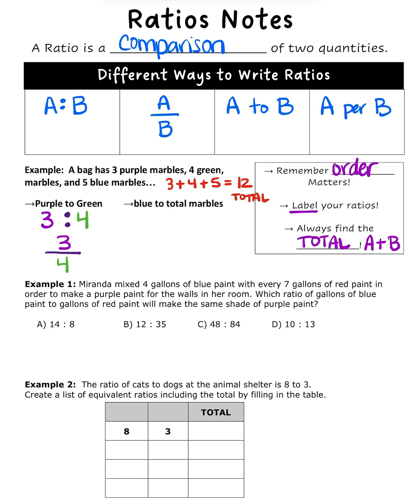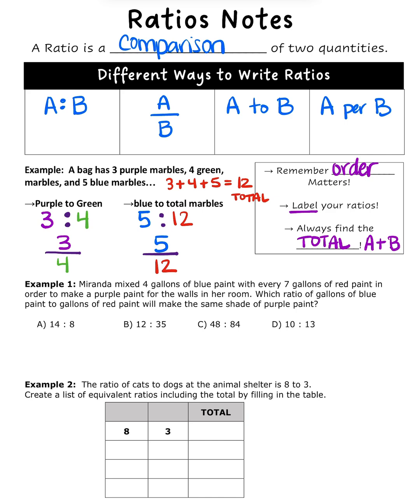And so now I'm ready for blue. How many were there? There were 5. Remember, that goes first because blue was first and order matters. And then we have our colon in the middle. And then we have how many total? 12. 12 total. And again, remember, we could write that as a fraction. So blue over total.